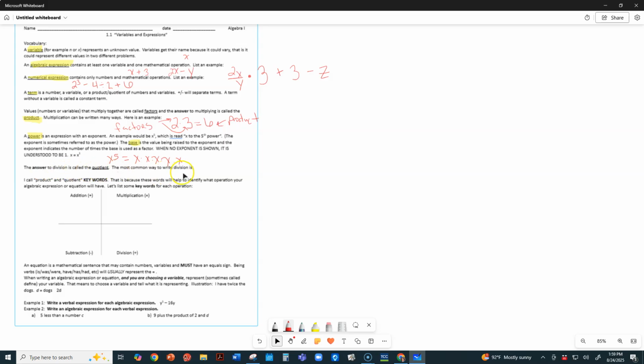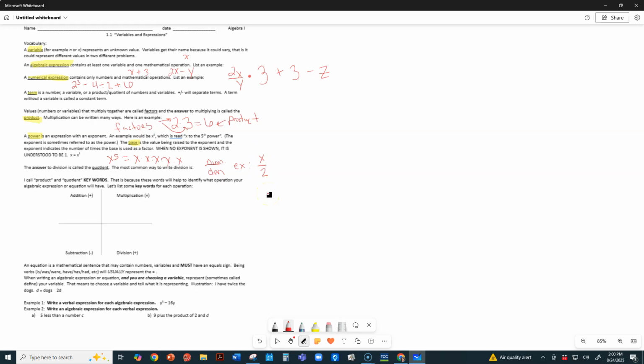Quotient is the answer to a division problem. The most common way to write division is with the fraction bar, where we have a numerator on top and a denominator on bottom. So an example of that would be x divided by 2. If I read the words x divided by 2, that's how I'm probably going to write it.